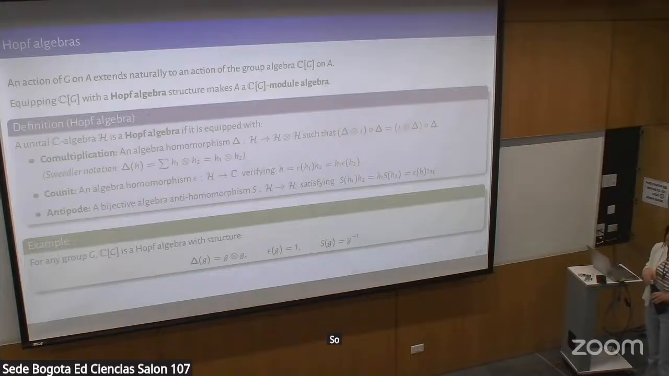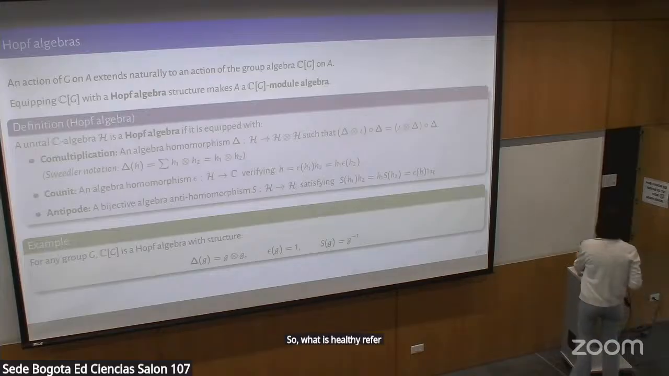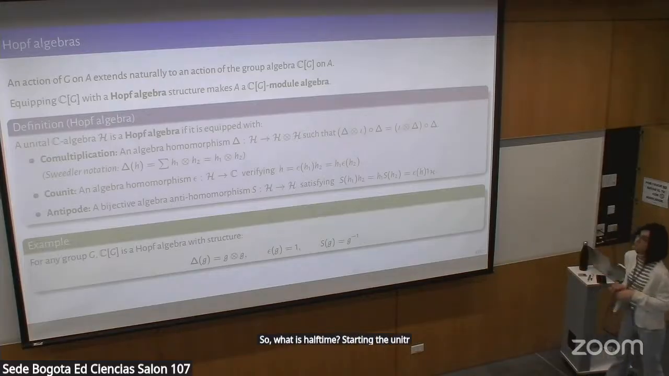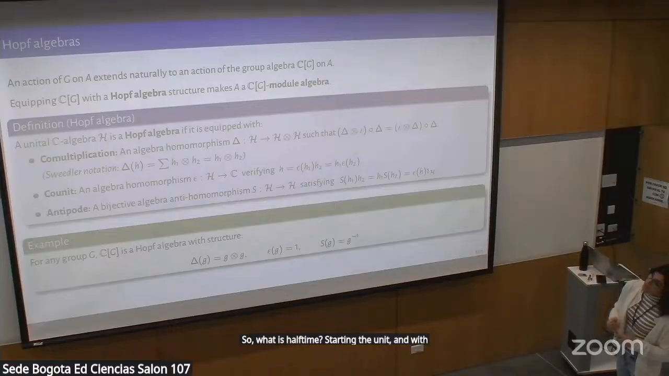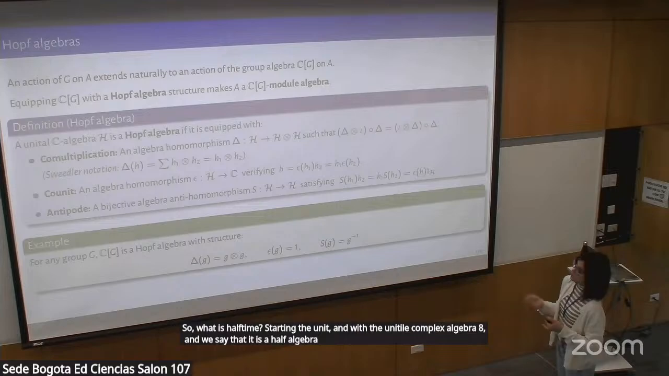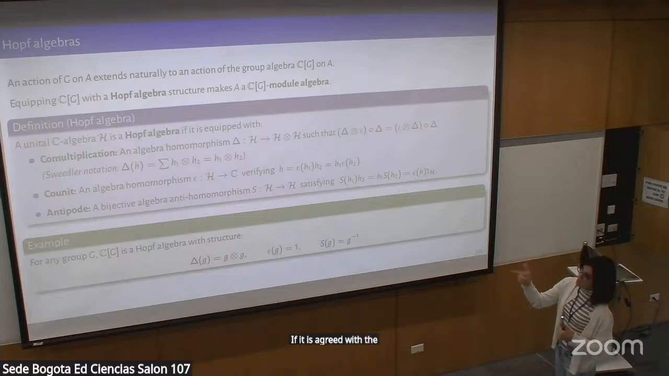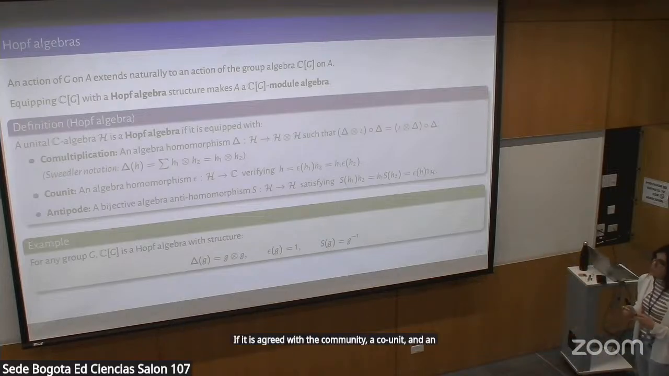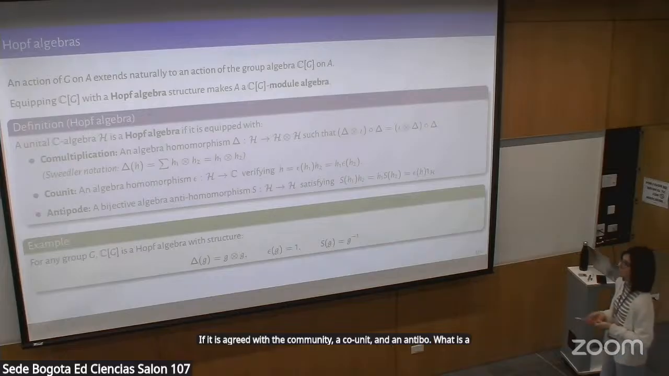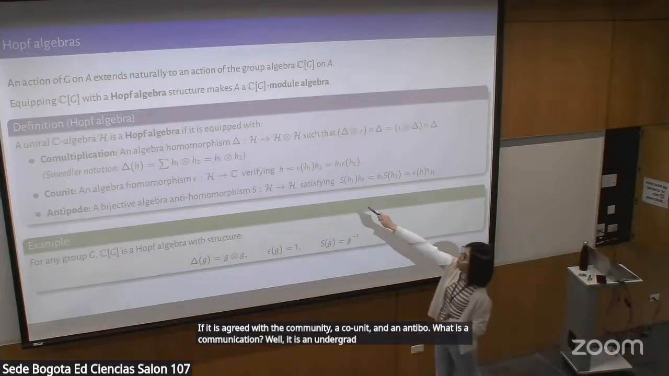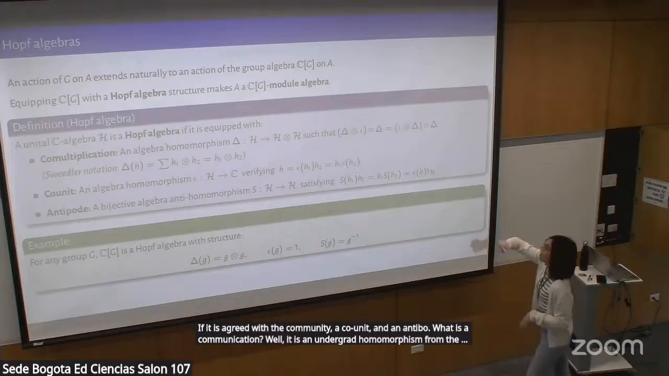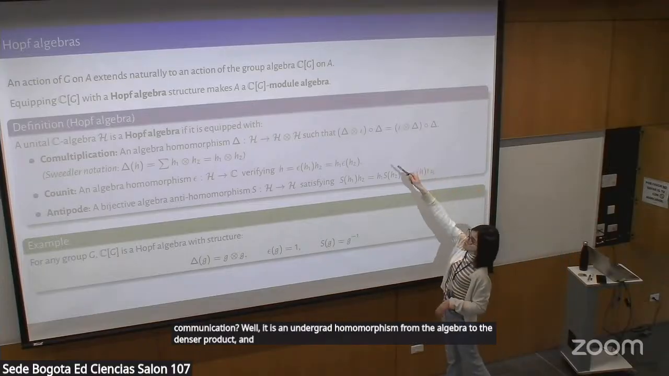So what is a Hopf algebra? Start with a unital complex algebra A, and we say that it is a Hopf algebra if it is equipped with a co-multiplication, a co-unit, and an antipode. What is a co-multiplication? Well, it is an algebra homomorphism from the algebra to the tensor product. And this property is the co-associativity.